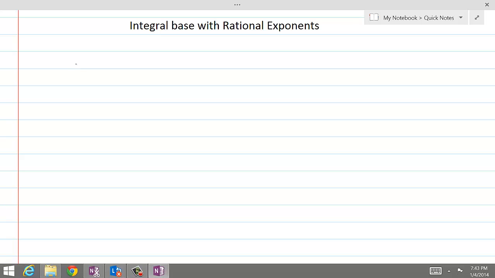Number one, law of zero exponent. And this is that anything power 0 is equal to 1. Even a fraction a over b power 0 will always be equal to 1.